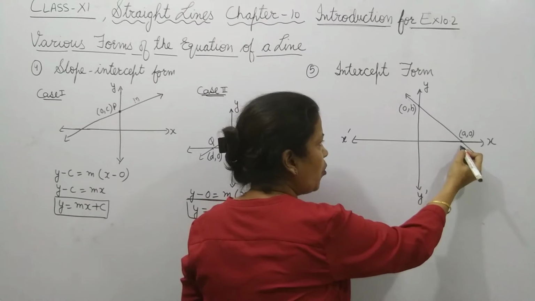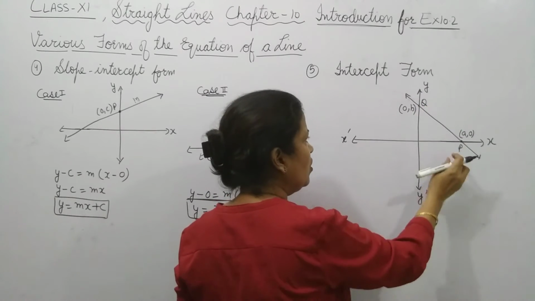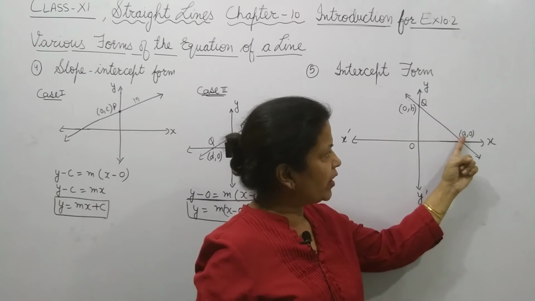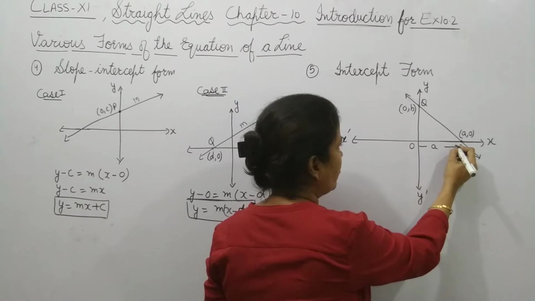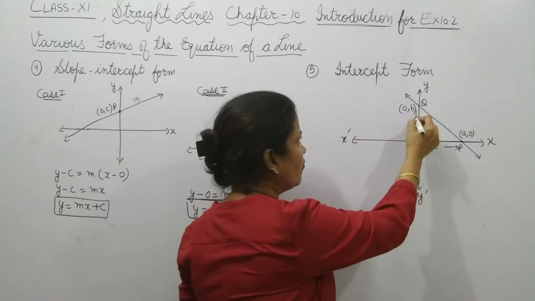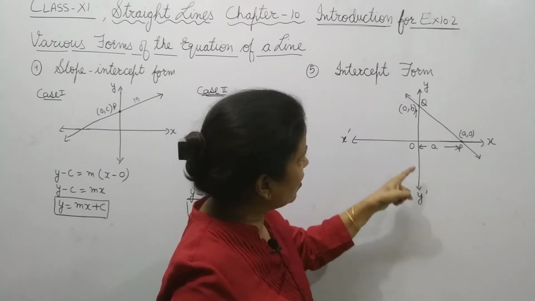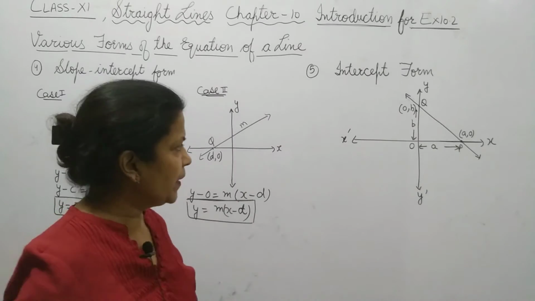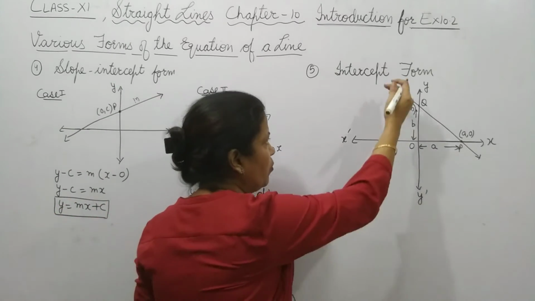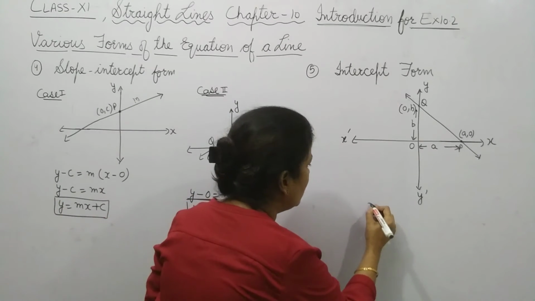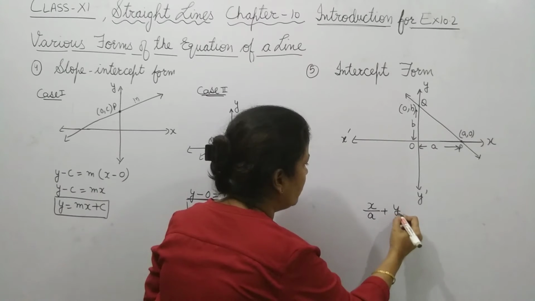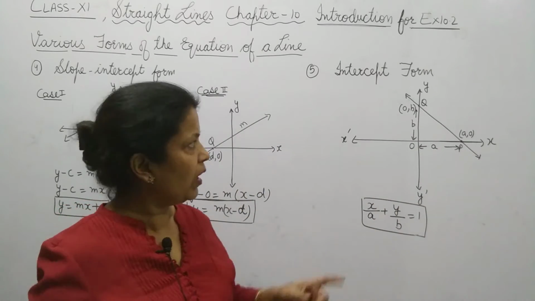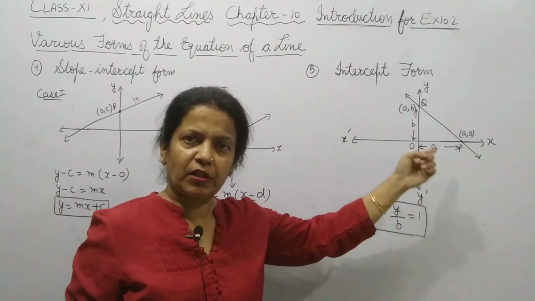Suppose that the points are P and Q. Let it intercept the x-axis at point A, 0, which is at a distance a from the origin, and the coordinates of Q, which intercepts the y-axis, are 0, b, which is at distance b from the origin. Then the equation of the line in this case, if both the intercepts are given in the question, you can use the formula x upon a plus y upon b equals 1. So this is the equation of the line if it intercepts both axes.